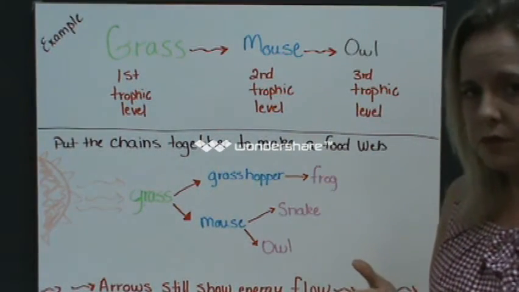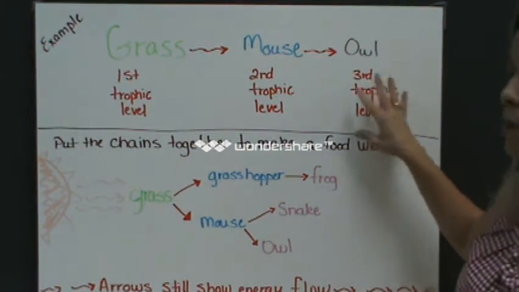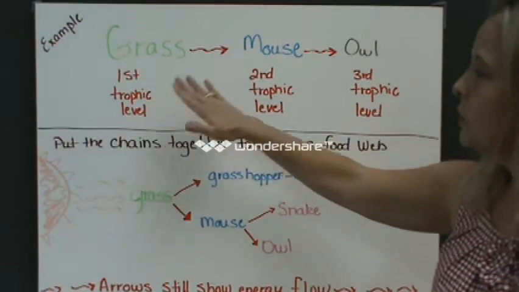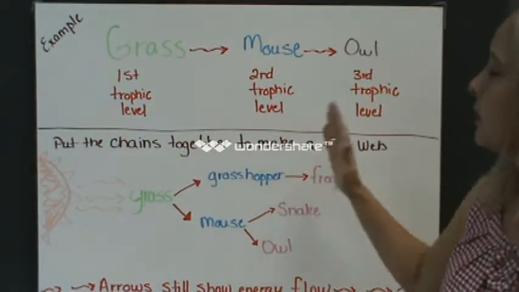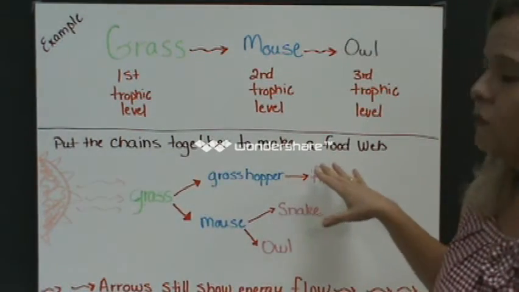Now, on some of the food webs that we're going to see, we're going to have third level consumers. We call them tertiary, and they would be the fourth trophic level. Okay, so now once we understand our food chains and our trophic levels, let's look at what happens when we put them all together. We put them all together to make a food web.